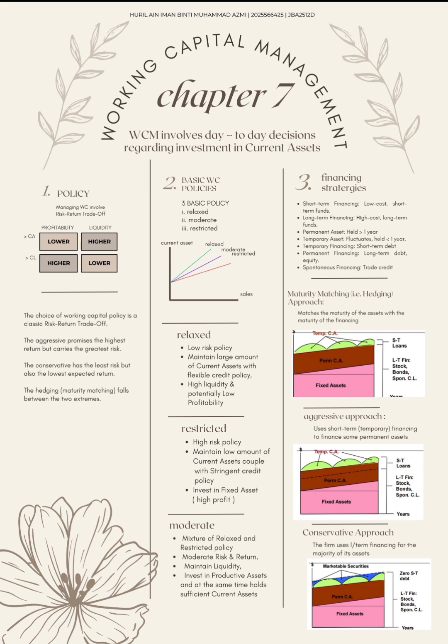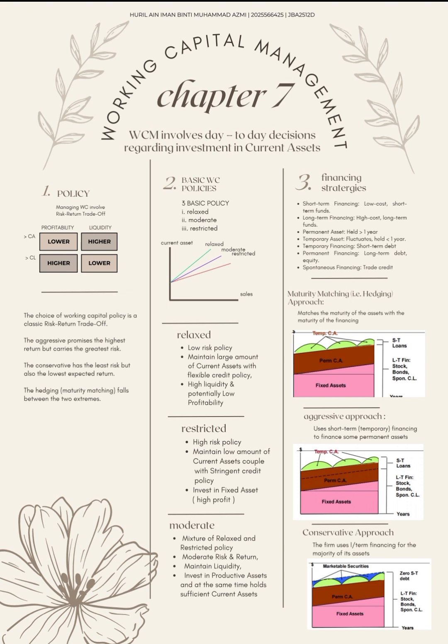For restricted, this is a high risk, high return policy. The firm keeps current assets low and applies strict credit terms. It invests more in fixed assets for higher profit. And the last one is moderate. This is a balance of the two. The firm maintains enough current assets to ensure liquidity but also invests in productive fixed assets for decent profitability.